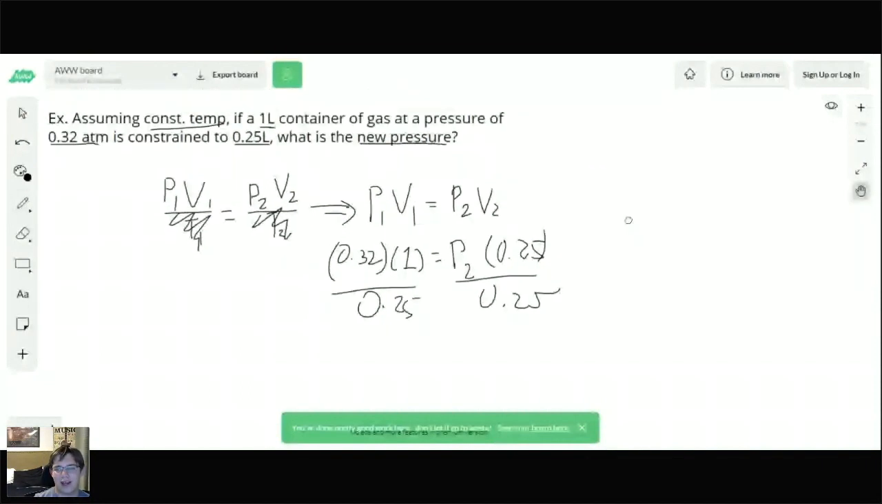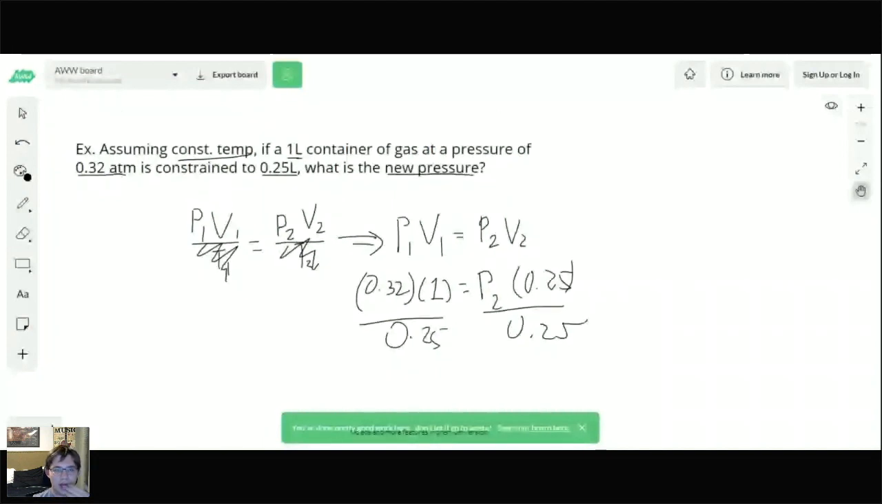The one caveat that I really don't like with the combined gas law is that they don't give it to you. They will not give you the combined gas law on the formula sheet, at least they didn't give it to my class, and I don't want to say they will give it to yours. So it's something that you really want to memorize, but it kind of makes sense by understanding Boyle's law, Charles's law, and Gay-Lussac's law.